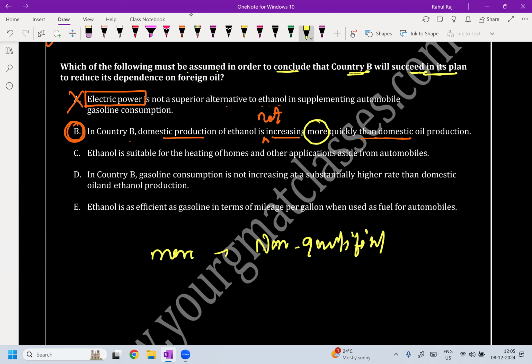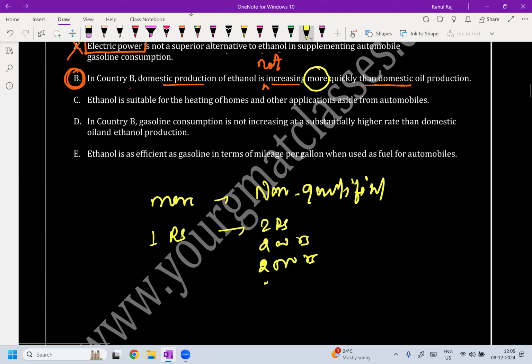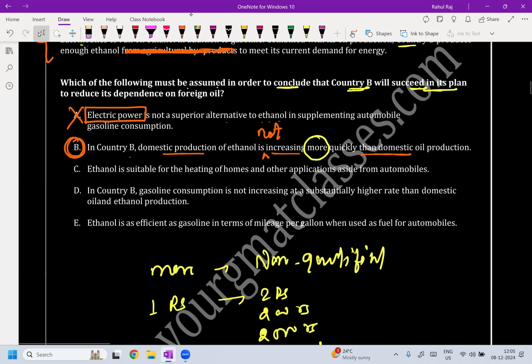So you can't quantify it. Imagine I say I have more money than you. You might have 1 rupee, I have 2 rupees, I have more money than you. I have 200 rupees, I have more money than you. I have 2000 rupees, 2 lakh rupees, 2 million rupees, and I still have more money than you. So "more" is a non-quantifiable word.